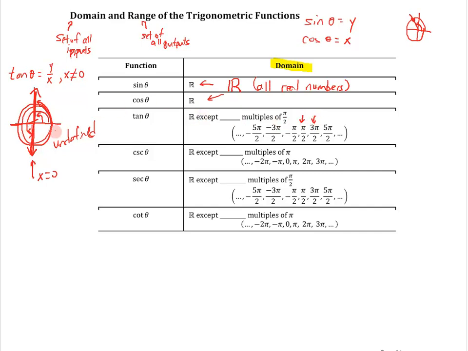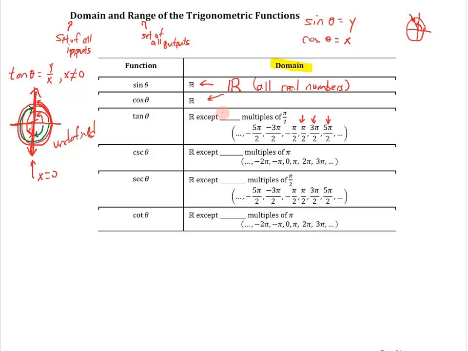If I go another distance around, I'm up to 5 pi over 2. If I kept going, 7 pi over 2, 9 pi over 2, 11 pi over 2, all of those would be problems for tangent. And actually, I can go the other direction as well. If I went in the negative direction, say I went down this way or around to here, that's negative pi over 2 and negative 3 pi over 2, and keep going.